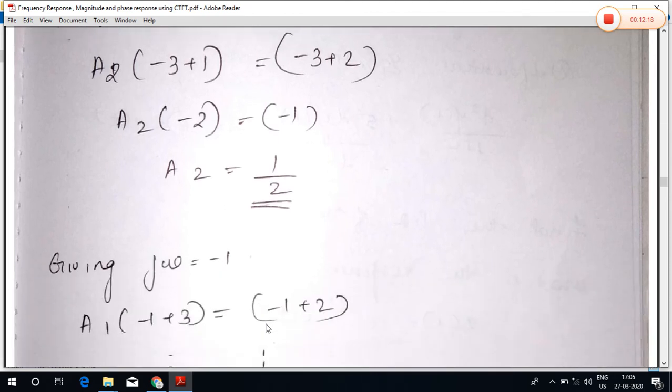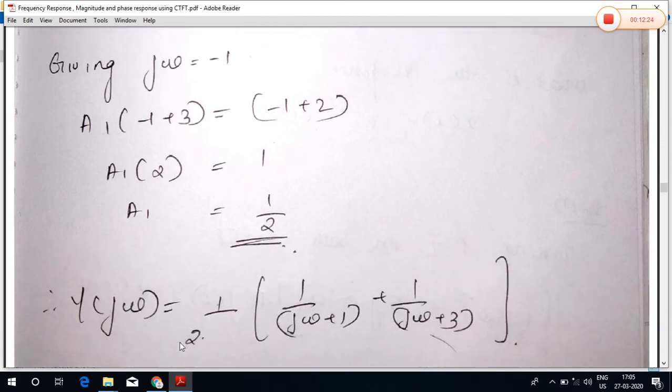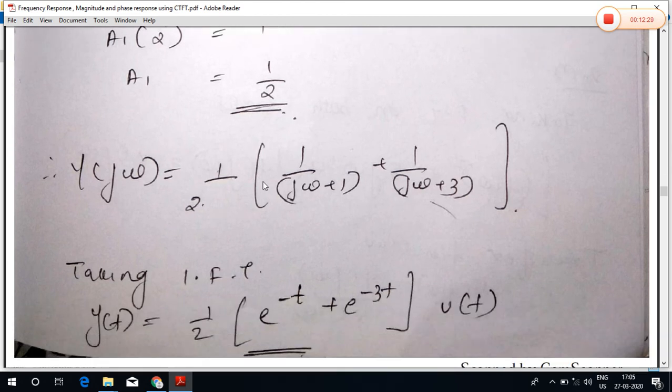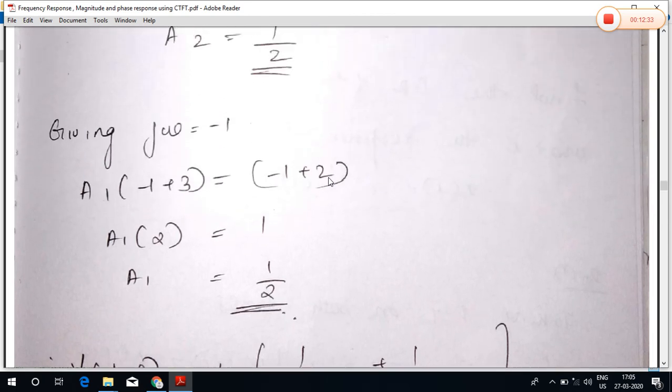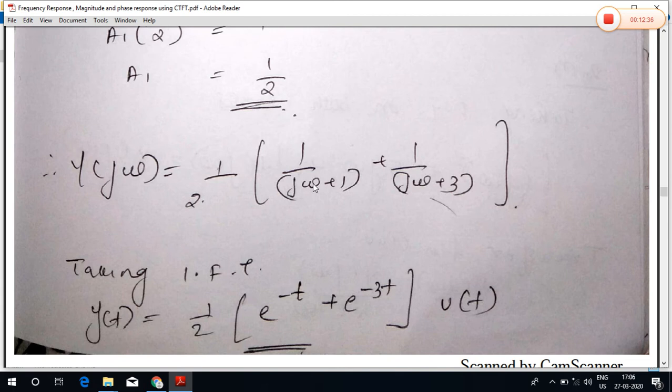Similarly, on giving j omega equal to minus 1, we will solve for A1 by using the partial fraction method. And the next step, we will substitute for A1 and A2. Half is taken outside because we have got both A1 and A2 as half. And on taking the inverse CTFT, you will get half into 1 by j omega plus 1, whose CTFT is e raised to minus t, and 1 by j omega plus 3, whose CTFT is e raised to minus 3t into u of t.